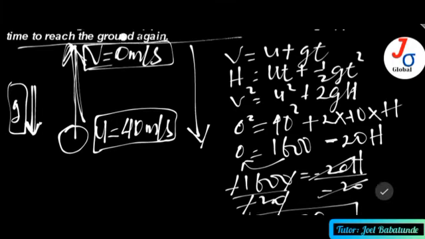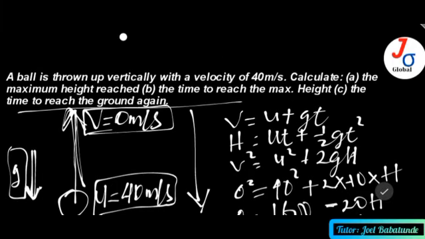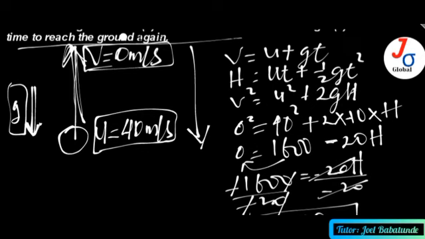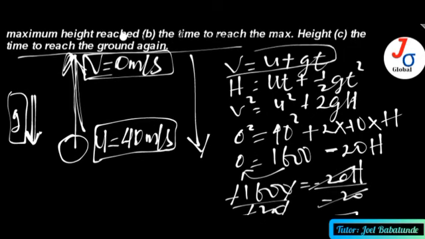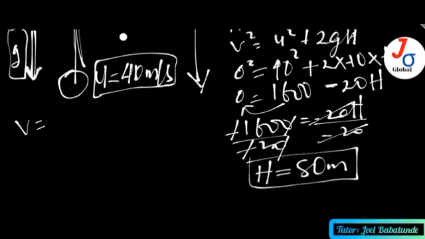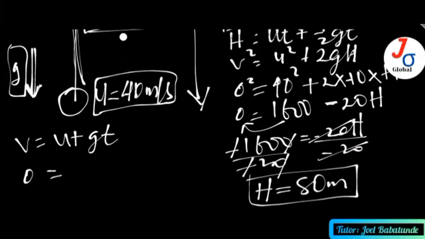Alright, the next question asks us to calculate the time to actually get to maximum height. Since we've got our v and our u, we can use this formula. We have v, we have u, and we're just looking for t. So v equals u plus gt. What's v? Is it 0? Yes, because at maximum height v is 0. U is actually 40, plus g. The ball is going up, so it's going against gravity, so that will be minus 10t.